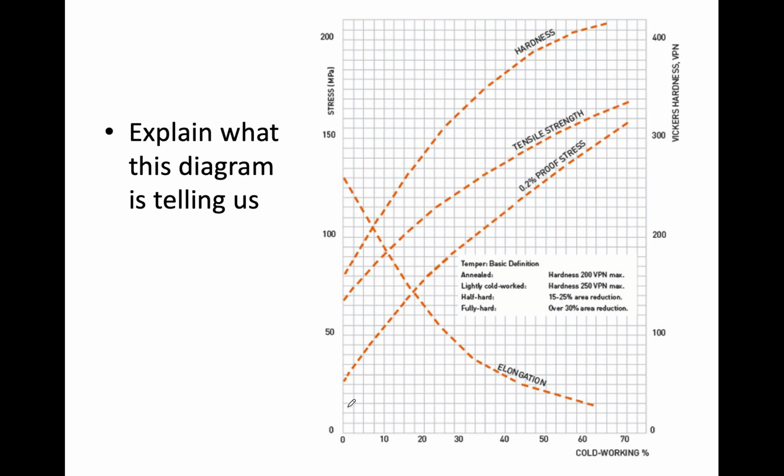So what this graph tells me is, if I know the percent cold worked, right, so I know how much that material has been cold worked, I can figure out from this graph what my new elongation of failure is going to be, my new yield strength, tensile strength, and my new hardness.